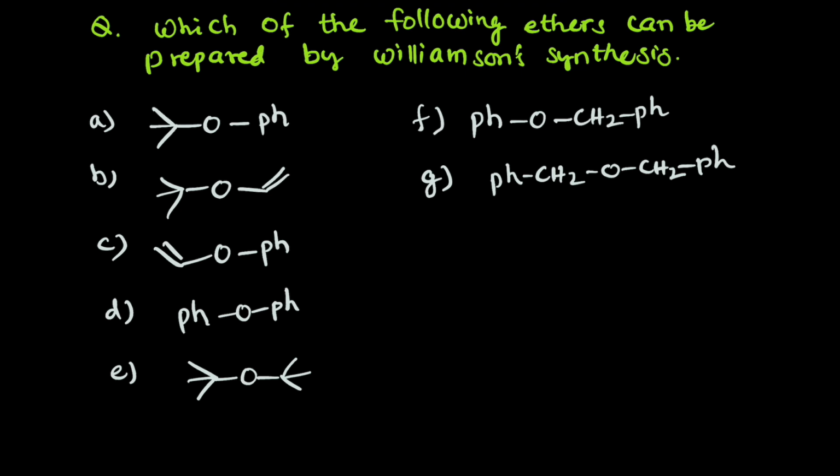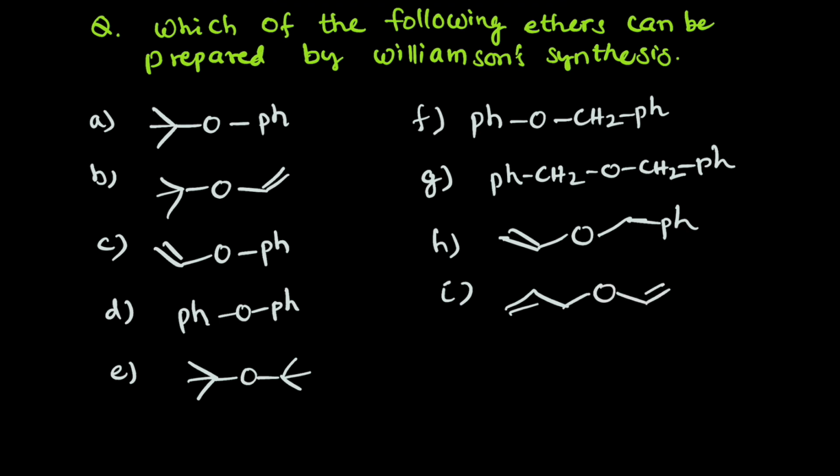G: both sides have benzyl, meaning benzene with the next carbon CH2, an sp2 carbon and an sp3 carbon. That is called benzyl, so it is possible to show the ether synthesis. Next, H: on the left side there is vinyl, on the right side there is benzyl, so substitution is favorable on one of the sides, meaning Williamson synthesis is possible.